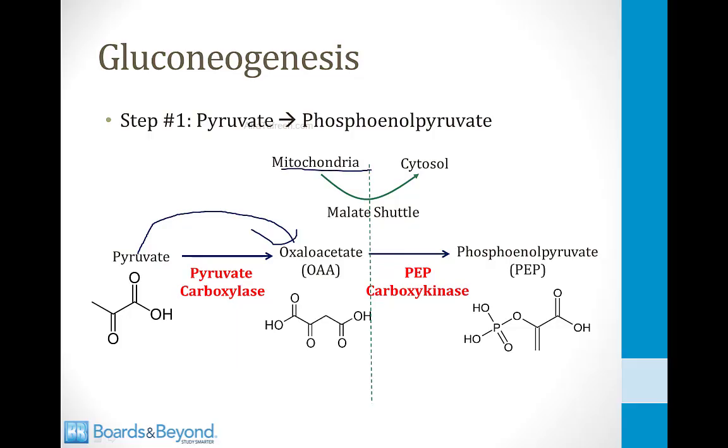Now, most of gluconeogenesis occurs in the cytosol, but this first step, conversion of pyruvate to oxaloacetate, occurs in the mitochondria. The mitochondria then uses the malate shuttle to get the oxaloacetate out into the cytosol for the second step, and I talk in more detail about how the malate shuttle works in the module on oxidative phosphorylation.